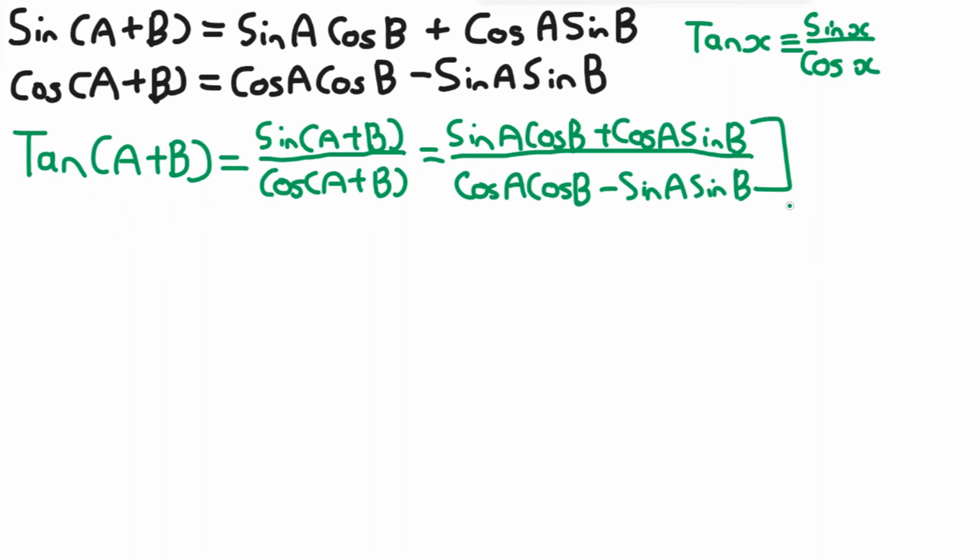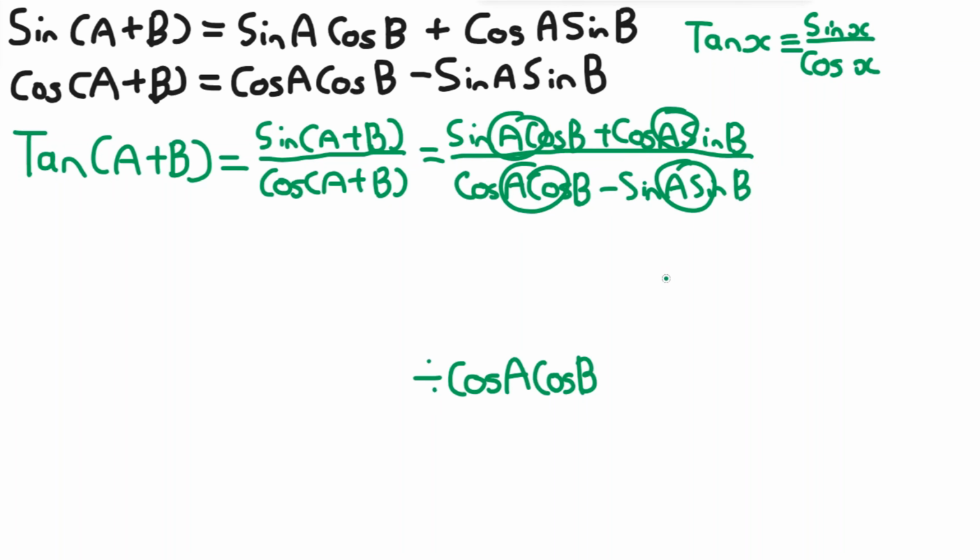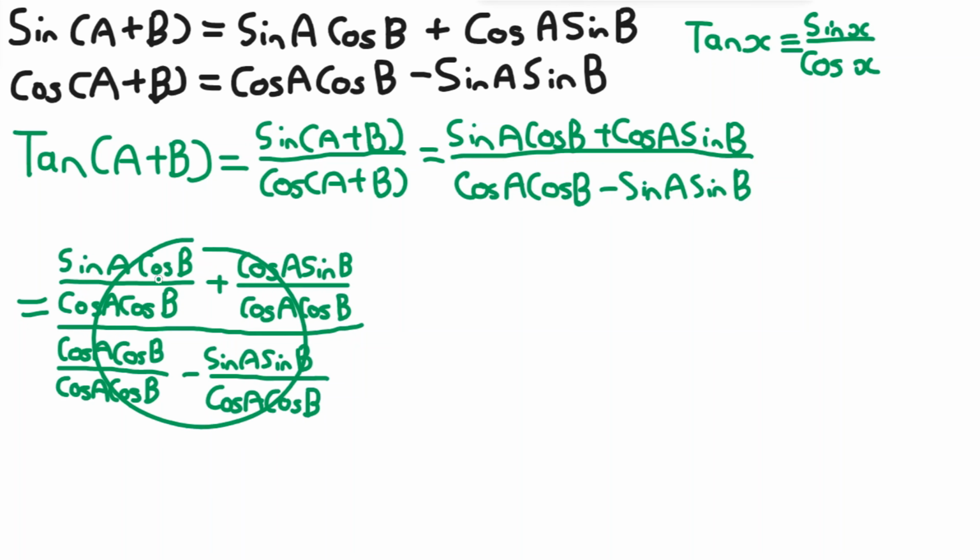And then with this fraction here, we're going to divide all of the terms, so all four of the terms, by cos a cos b, like this. Now, because we're dividing every single term by the exact same thing, this is going to be the same fraction, so we are allowed to do this. So that's what we've done here. We've divided every single term by cos a cos b, like this.